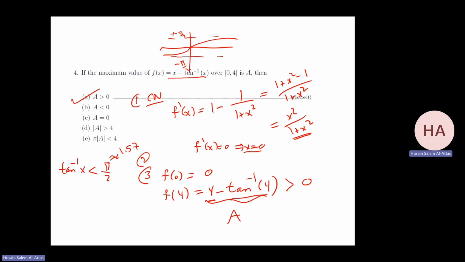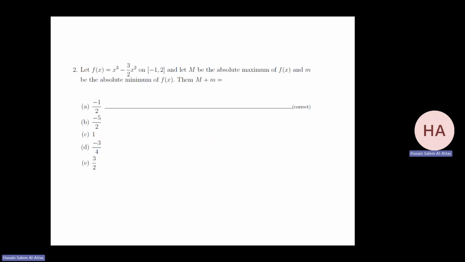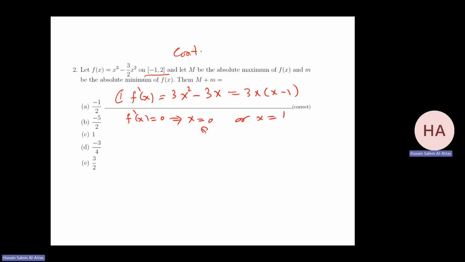Yeah, so that will be the answer. I think this is the last one. This is f of x. This is the interval. I need to check continuity. Everything is okay. I need to find f prime. F prime will be 3x squared minus 3x. Am I right? Yeah. Which is 3x times x minus 1. So I set f prime equals 0. I have x equals 0 or x equals 1. Both are in the interval.